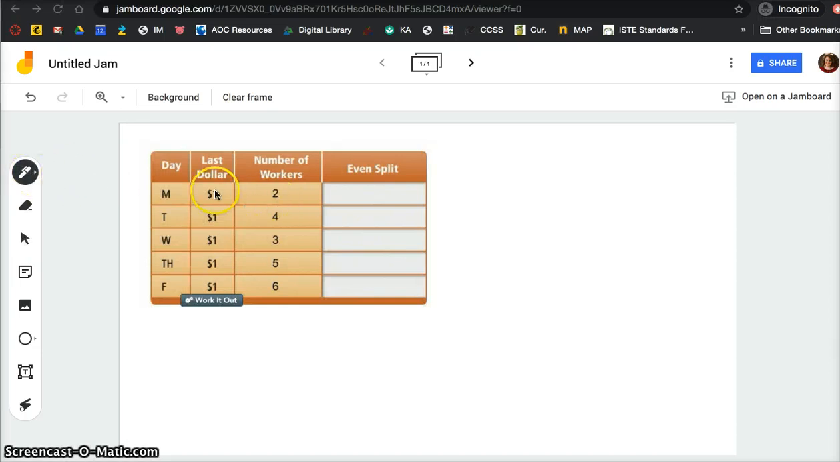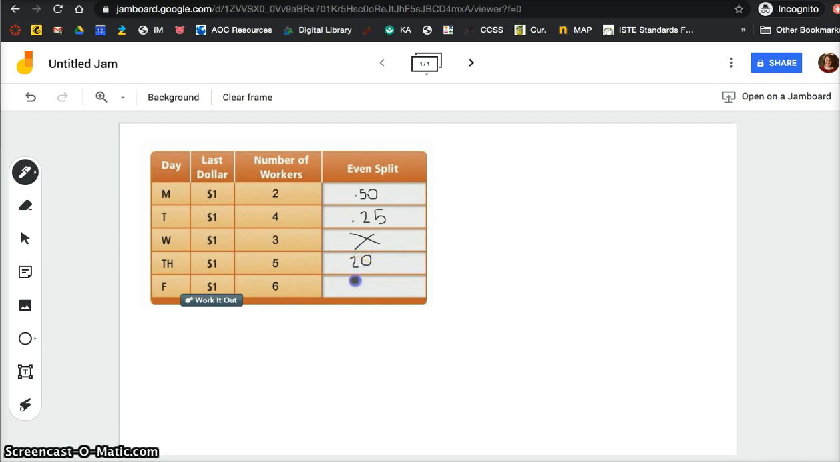All right, so if these 2 workers split their dollar evenly, they would each get 50 cents. Oops, that period needs to show up there. There we go. Here, if they were to split it evenly, yes, they could do that, and a dollar divided by 4 people would be 25 cents. And here, a dollar divided by 3 people, ooh, they can't do that evenly. It's not going to be an even split. A dollar divided by 5 people, yep, that'd be 20 cents.